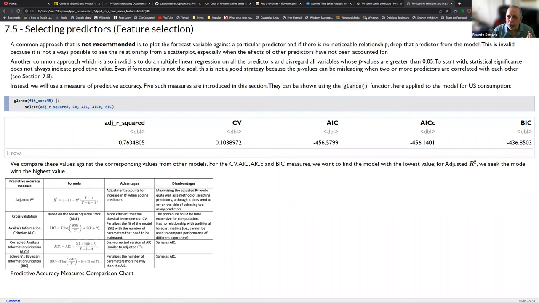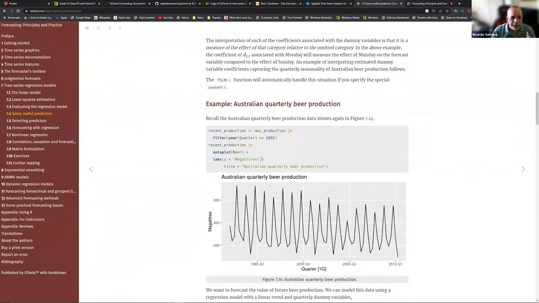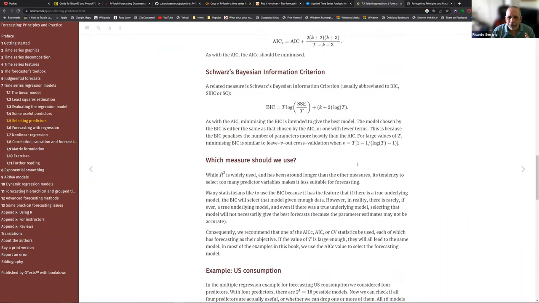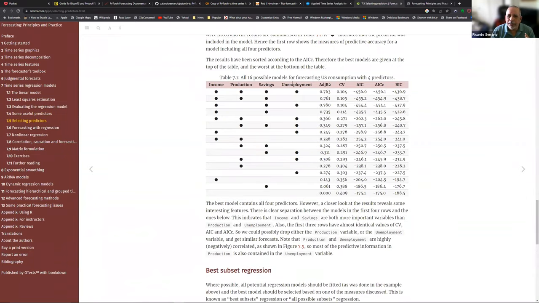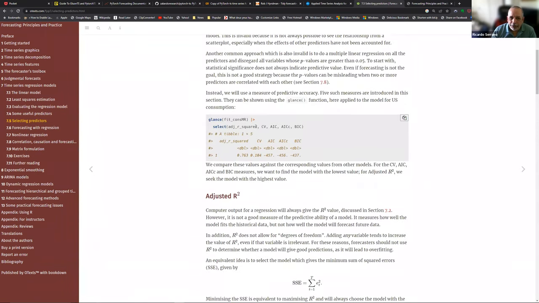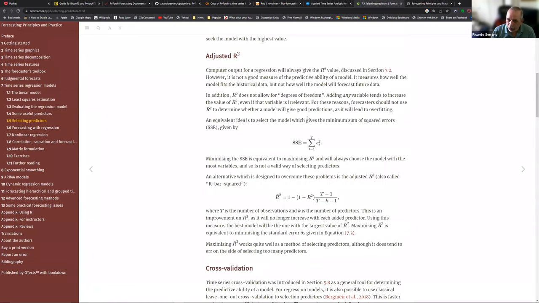So to give an example of how you can use these metrics, this table in section 7.5 illustrates the model for the US consumption. This is the model here, a fit of the US consumption models. We have income, salary, and other predictors to predict consumption.